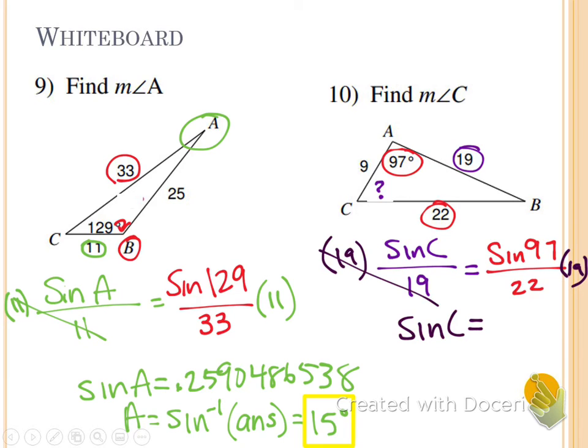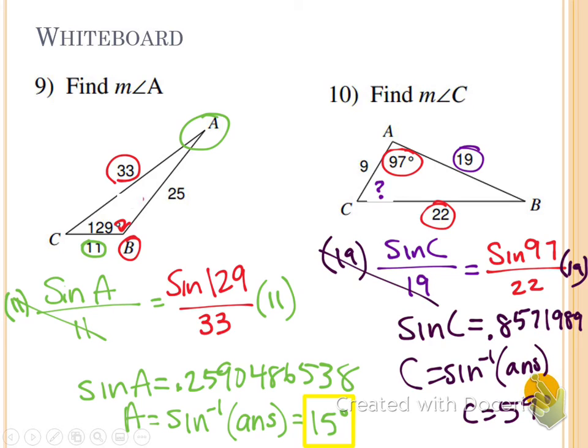So we're going to type it in again. Sine of 97 in the numerator, 22 in the denominator, times 19. Remember, you don't have to write down the whole big decimal, but don't round it. Hit shift sine, previous answer, and angle C is 59 degrees.